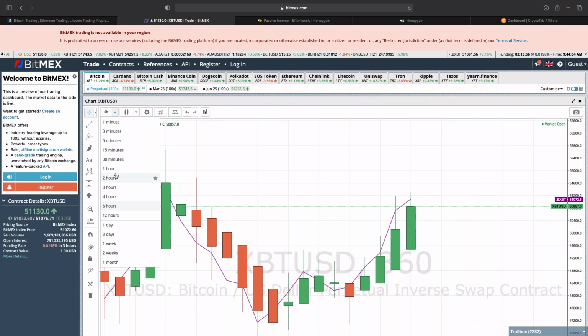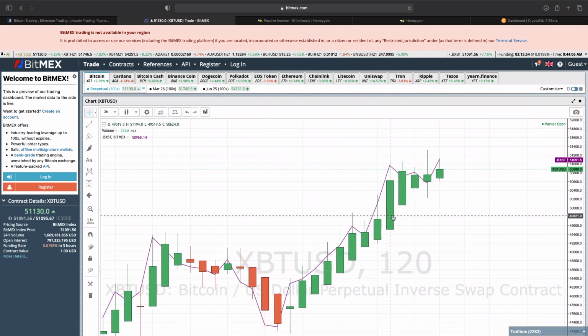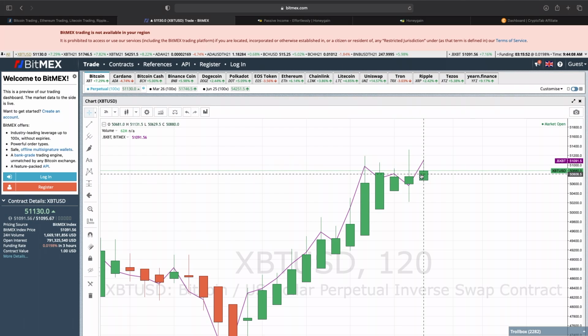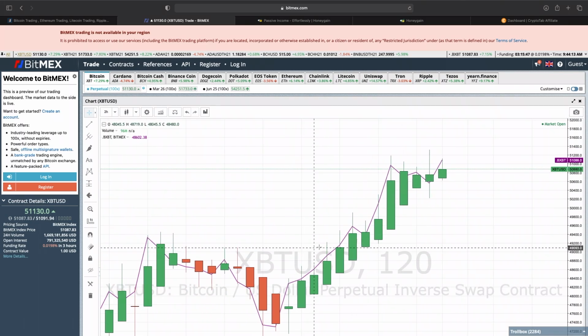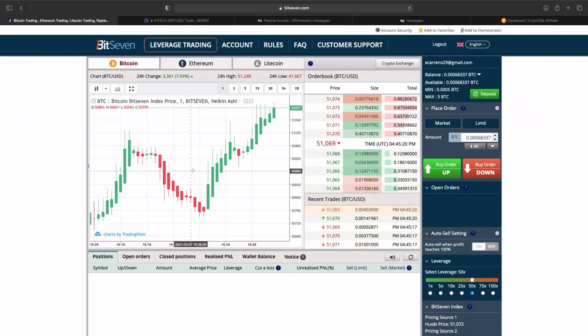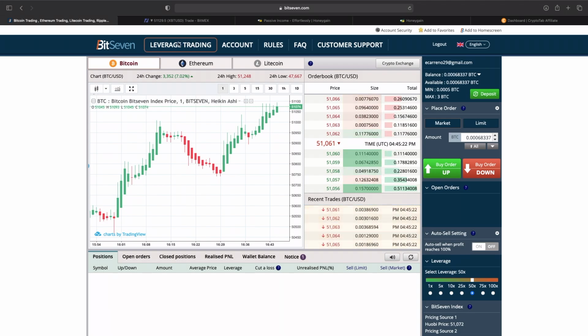Here's proof right here. So look, we have 2 hours. This is how I trade. I'm checking out the 2 hour chart to literally just see the direction that I'm going to be trading in. So it's all green right here. So today we're going to be trading on the green chart inside of this website right here. It is called Bit7 Leverage Trading, and I'm going to be leaving the link down below, guys.